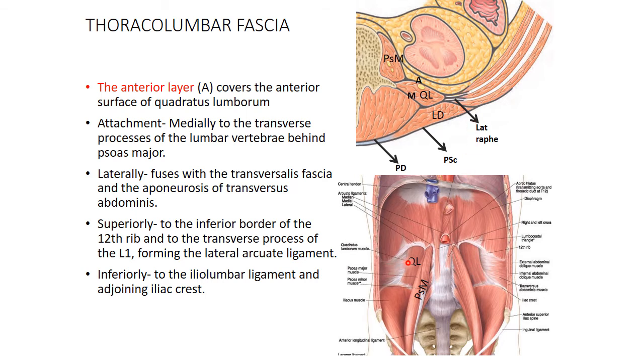See over here, this is the quadratus lumborum. So anterior layer is going to cover this. So superiorly, it is thickened over here and forms the lateral arcuate ligament. Inferiorly, attached to the iliolumbar ligament, which will be more medial behind the psoas major muscle and the adjoining iliac crest. This is iliac crest in the lateral part, and iliolumbar ligament will be medial behind the psoas major muscle. Okay, so this was about the orientation of thoracolumbar fascia.